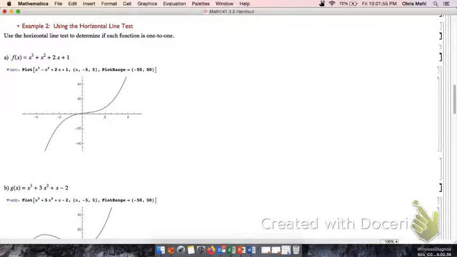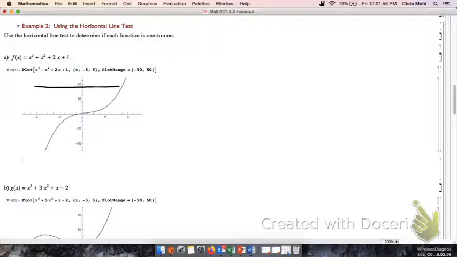Okay, so example 2, I've got this polynomial function right here, and I'm using the horizontal line test to determine if a function is 1 to 1. For the first function, x cubed plus x squared plus 2x plus 1, you can use Desmos to plot it. Here I've just used Mathematica to plot this.